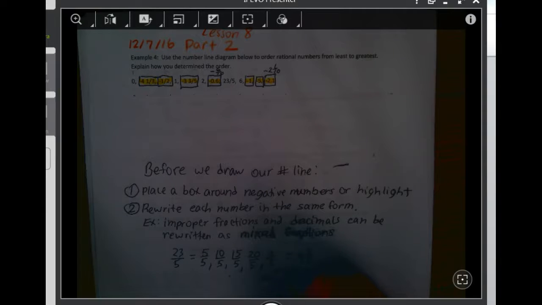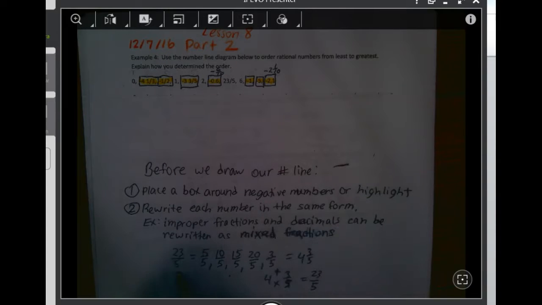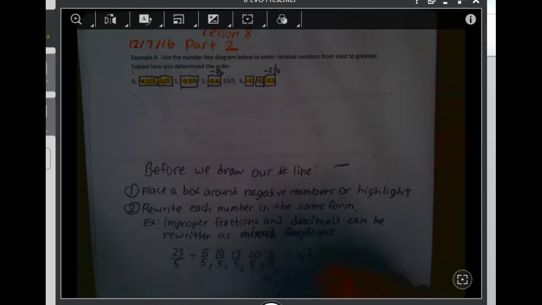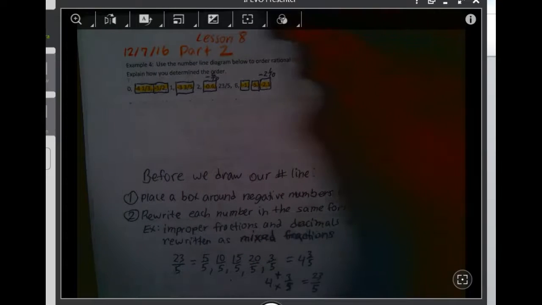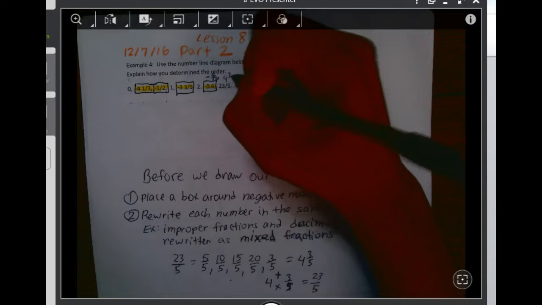where we take the denominator and multiply it by the whole number. So 4 times 5 is 20, plus the numerator is 23, and our denominator stays the same. So this is what we started with, so this is correct. So we've rewritten our improper fraction as 4 3/5, and we can write it above our number. 4 3/5.